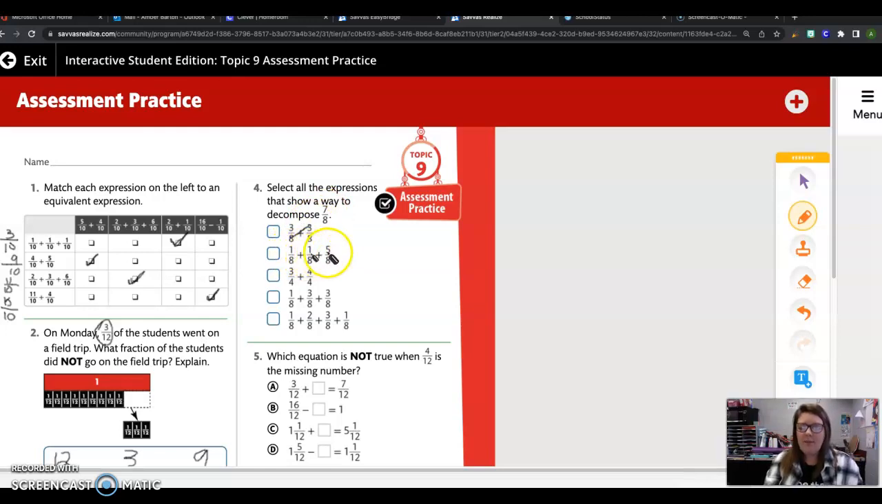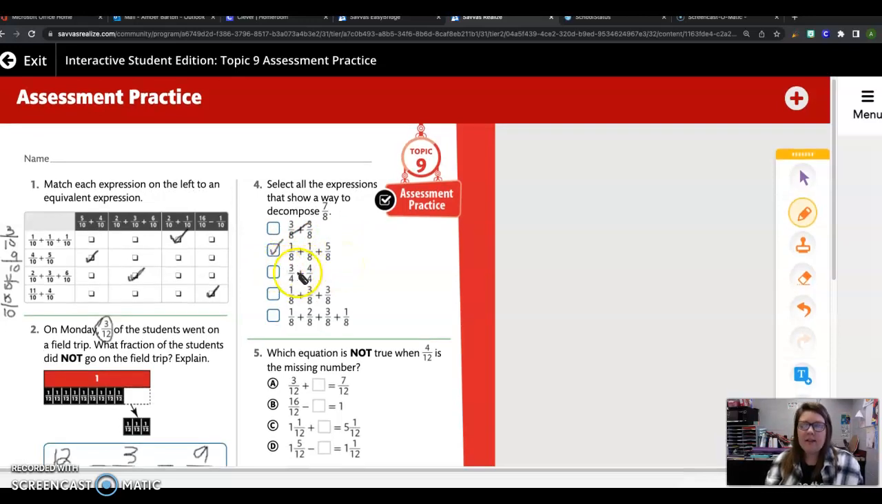Let's look at the next one. 1/8 plus 1/8 plus 5/8. Yes, 5 plus 1 plus 1 is 7, and our denominator stays the same when we're adding fractions. Let's look at this next one. 3/4 plus 4/4. At first glance, it might seem like this could possibly be an option because 4 plus 3 is 7. But we have to remember to check our denominators. The denominator is not the same, so it is not an option. All right, let's look at the next one. 1/8 plus 3/8 plus 3/8.